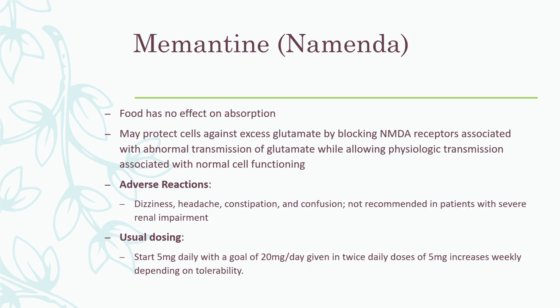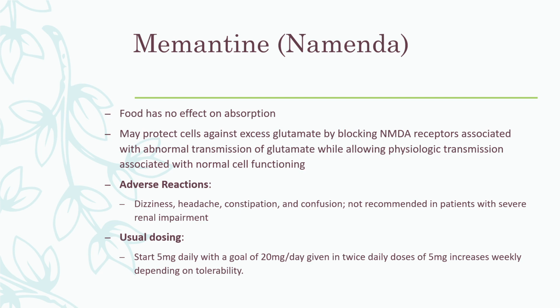Memantine or Namenda, food actually has no effect on absorption, so that's good too. Namenda you're usually going to see given in twice daily dosings, usually morning and supper, but food does not necessarily have an effect on the absorption. Namenda may protect cells against excess glutamate by blocking the NMDA receptors associated with abnormal transmission of glutamate, and then allowing physiologic transmission associated with normal cell functioning. So there may be some actual protection here with decline, and it's given more for the moderate to severe stages of the disease process.